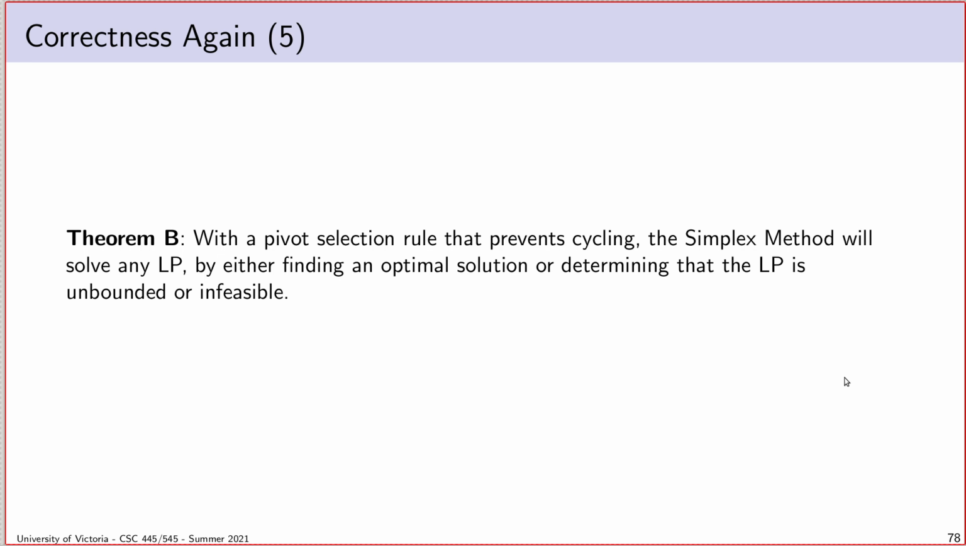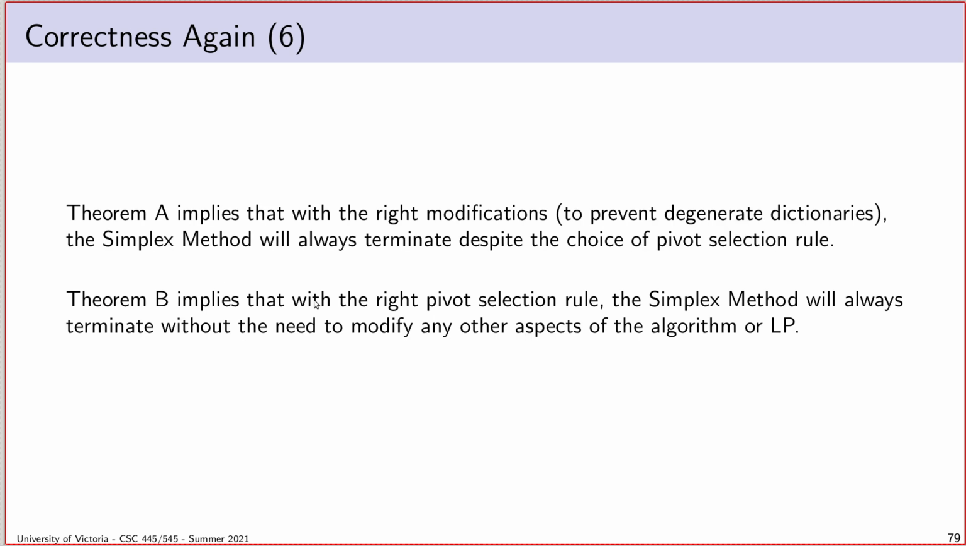So the second option is if I choose a pivot selection rule that prevents cycling, then obviously the simplex method won't cycle. And if that happens, that's actually sufficient to say that it will solve any linear program, either by finding an optimal solution or deciding that we've fallen into one of these other two cases, unbounded or infeasible. Now, of course, that begs the question, well, great, Bill, what pivot selection rule do you suggest? So we'll talk about that in the next lecture.